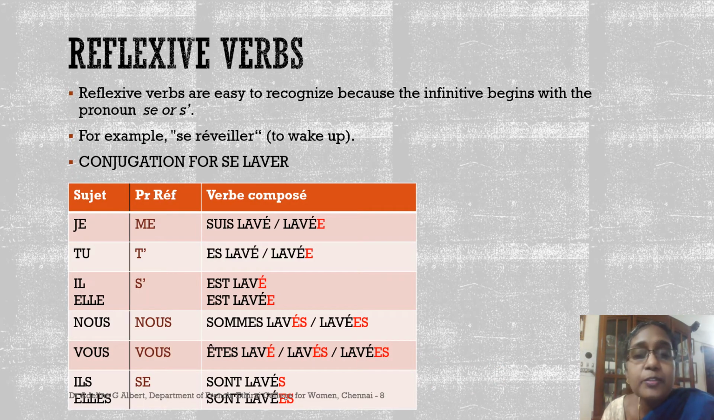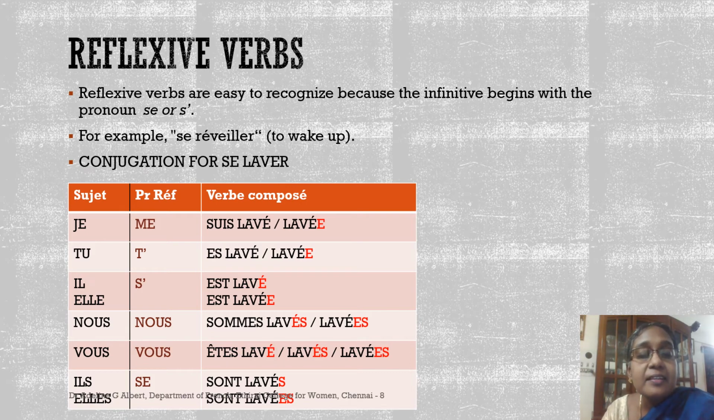Reflexive verbs. How do you do it? We've already seen one example. Reflexive verbs are easy to recognize because the infinitive begins with the pronoun se or s'. They're the se verbs. For example, se réveiller, se coucher, se manger. Of course, you eat yourself now. Se raser, se taire, to shut up.